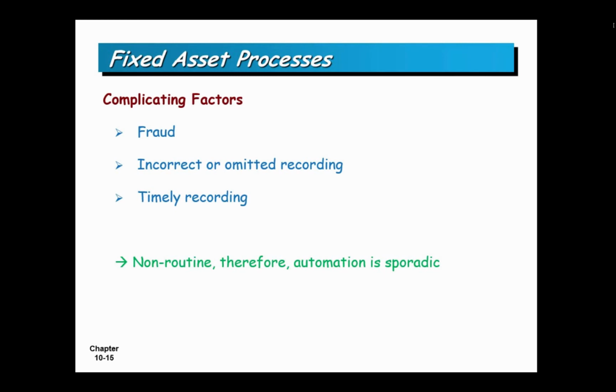Records that are not really up to date properly because they're not in the mainstream of the business. People aren't thinking about them enough. And similarly, they might be wrong or they might be untimely. People get to it when they get to it. Basically, because they're non-routine, automation is often sporadic.